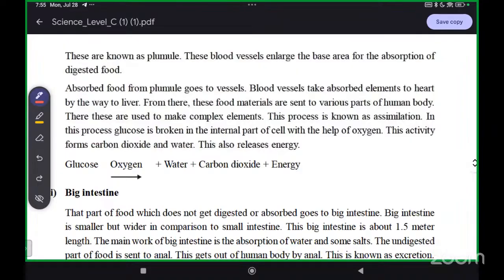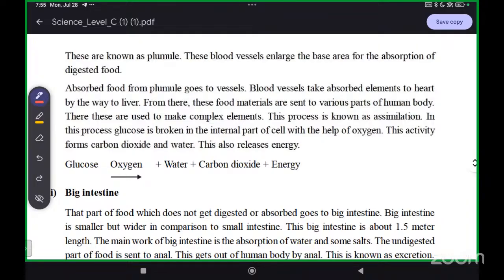Absorbed food from the villi goes to the blood vessel. Blood vessels take the absorbed elements to the heart by way of the liver. From there, these food materials are sent to various parts of the body through blood. It takes it from the liver towards the heart, and the heart then sends it out to all parts of the body through our blood. These are then used to make complex elements. This process is known as assimilation.